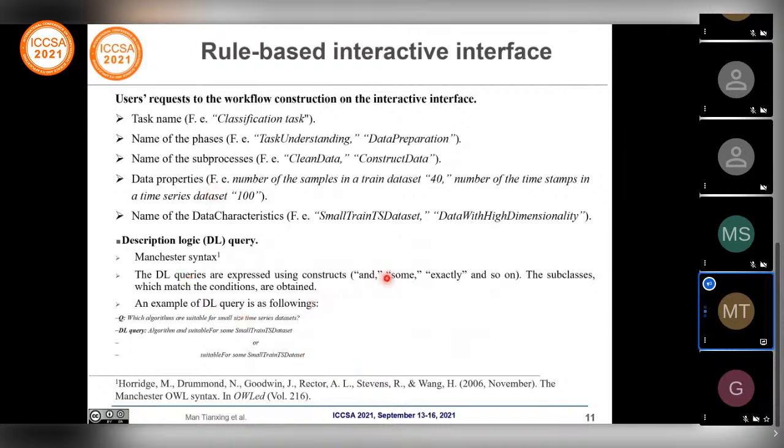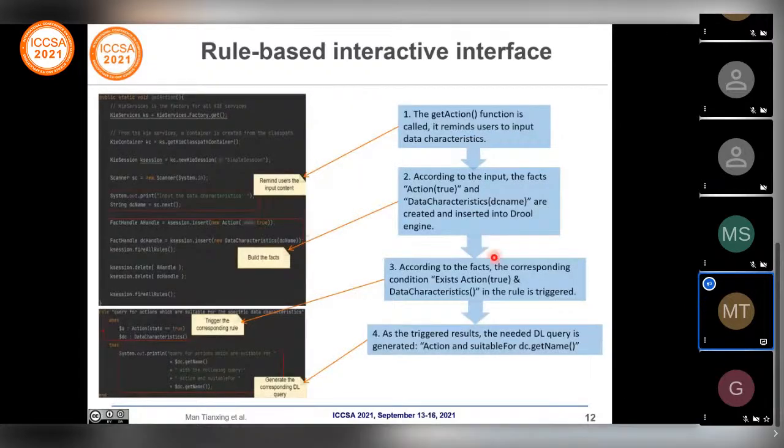We can see that at the beginning, users input the task name to trigger the JESS engine, and for the subsequent processes, users input the entities generated at the previous steps as the facts. The user's requests define the input facts, and the needed description logic queries are the output. And the queries are generated using the preset rules.